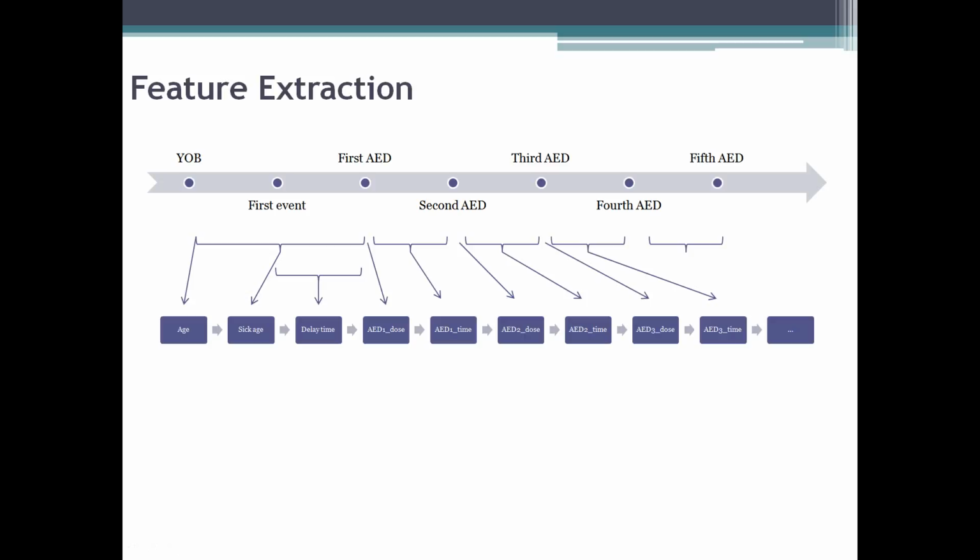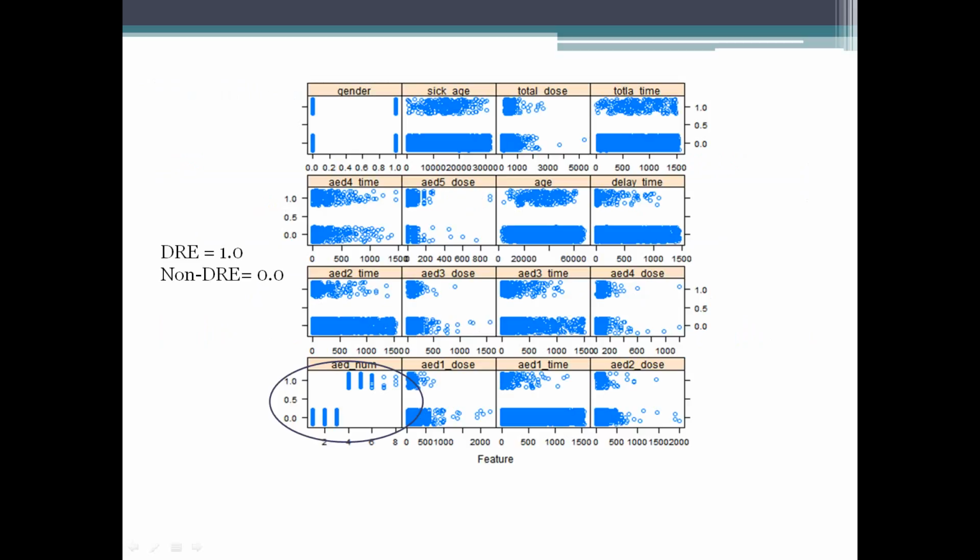After I have the features, first I did some visualization. I plotted these features against DRE or non-DRE. From this figure, you can see the AED number is quite correlated with DRE, non-DRE. Of course, this is obvious because I defined DRE, non-DRE based on AED number, so I shouldn't use it for the prediction model. Also, you can see here that gender probably doesn't provide any information for any kind of model.